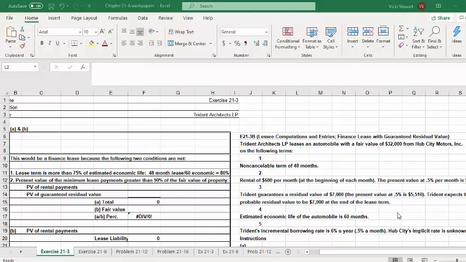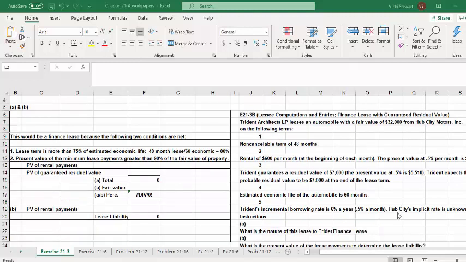The estimated economic life of the automobile is 60 months, and Trident's incremental borrowing rate is 6% a year, which is equal to the 0.5% a month. Hub City's implicit rate is unknown.